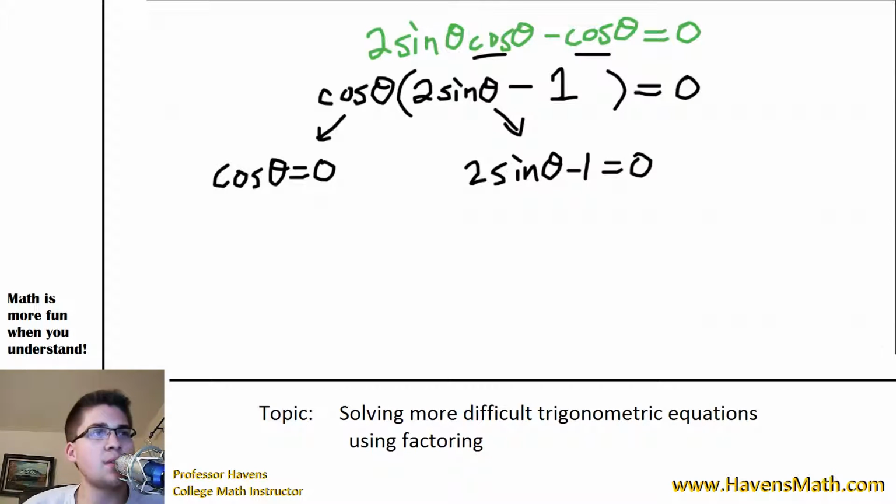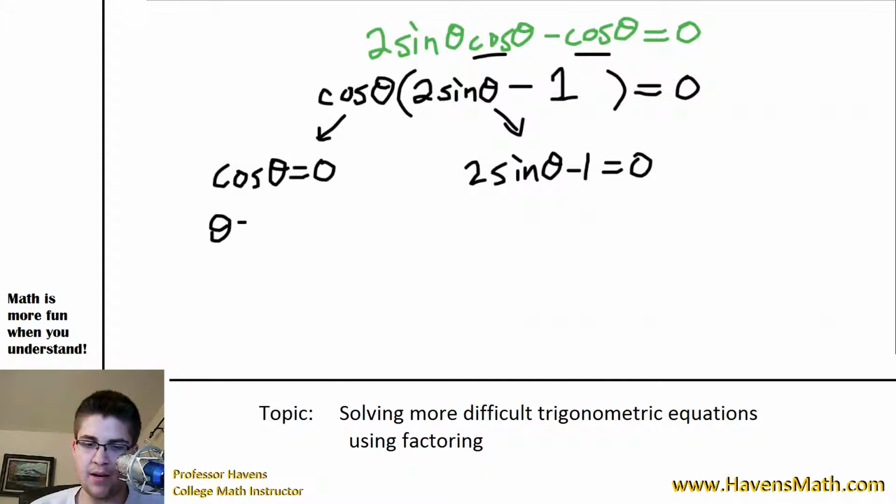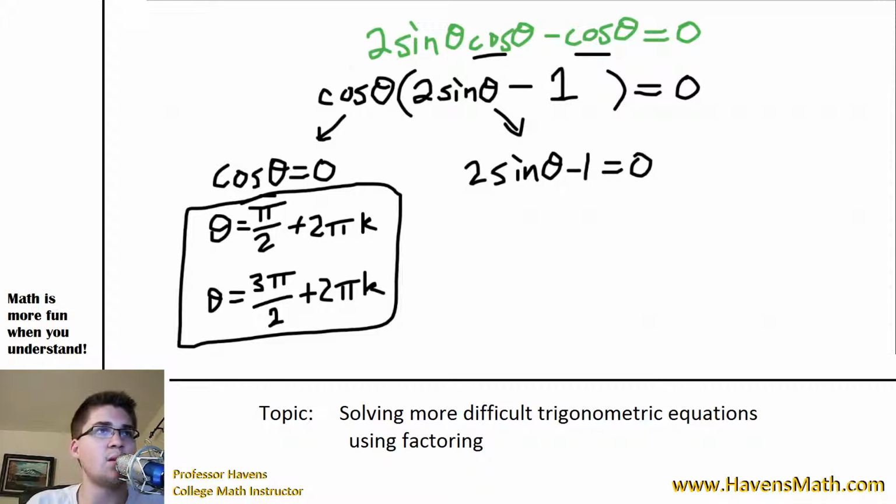So cosine theta is equal to 0. Well, remember, cosine is x. So we would have cosine is 0 right here at pi over 2, and cosine is also 0 down here at 3 pi over 2. So there's two positions where x is 0 on the unit circle. So those would be theta being pi over 2 and theta being 3 pi over 2, the top and the bottom of our unit circle, and generalize it by adding 2 pi k, which includes all solutions beyond the unit circle, or for all coterminal solutions of those.